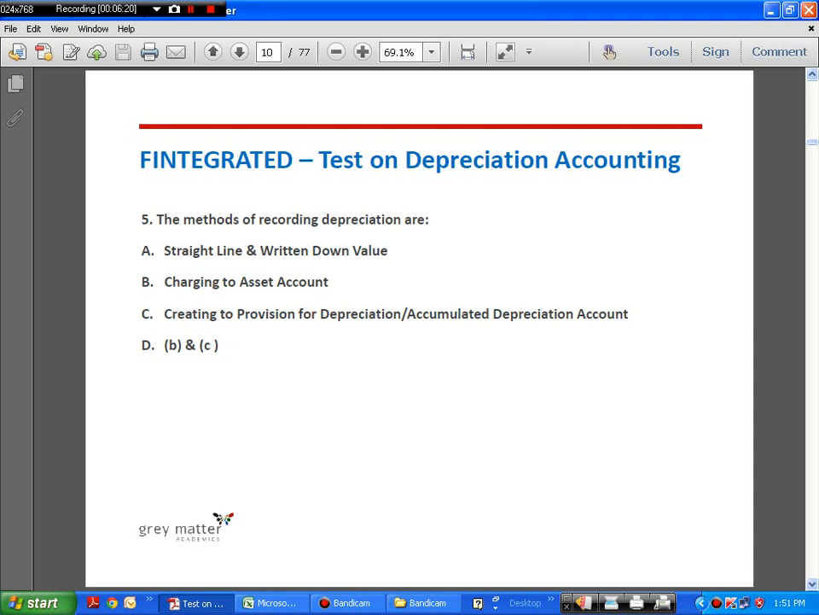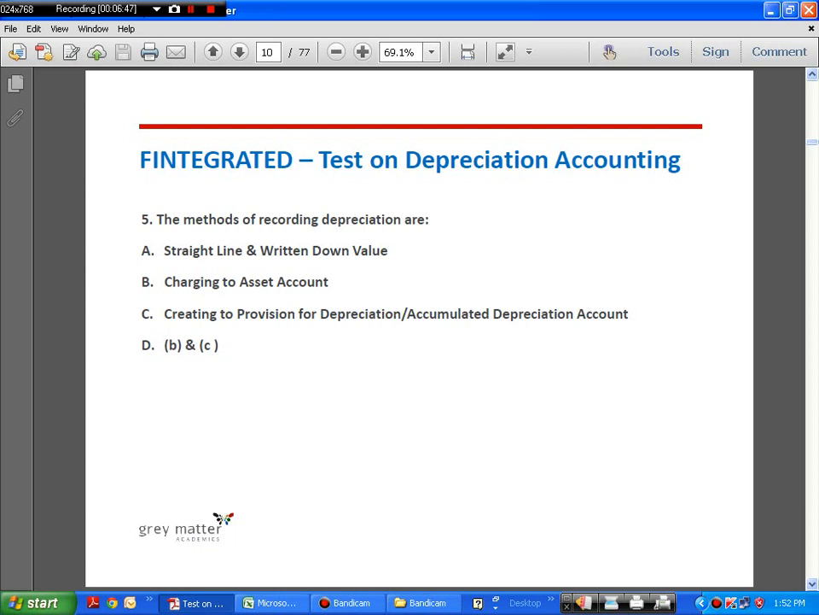The methods of recording depreciation are straight line and WDV, charging to asset account, crediting to provision for depreciation or accumulated depreciation account, B and C. See, the question is what are the methods of recording depreciation. Here the question doesn't say what are the methods of computing depreciation, it is methods of recording depreciation.